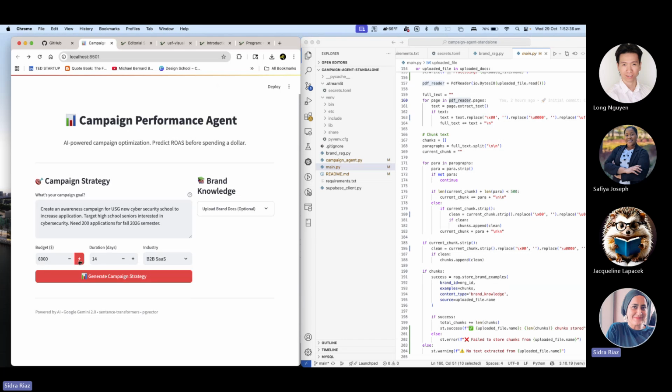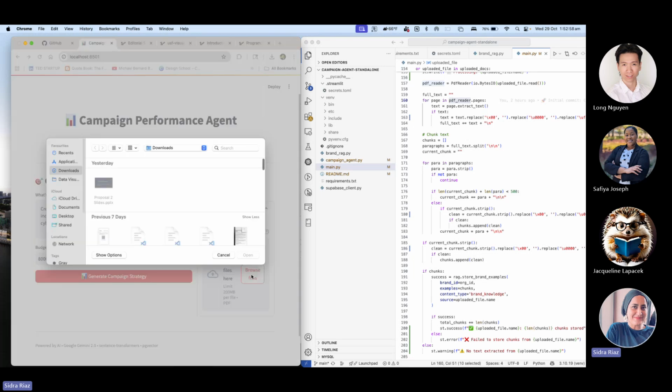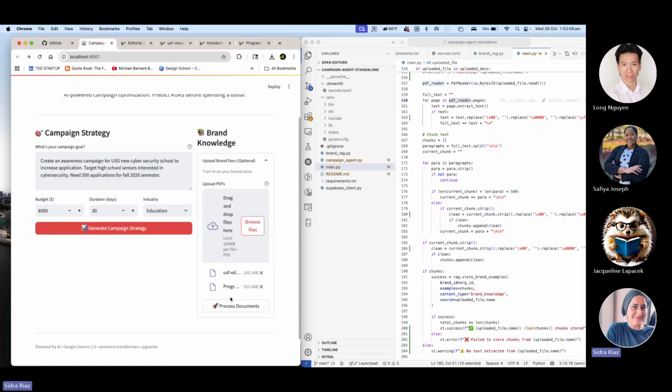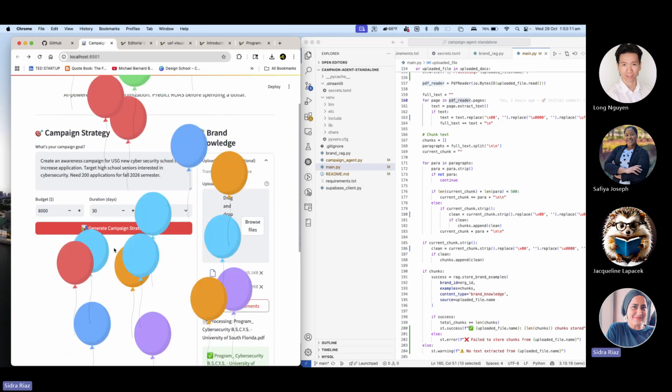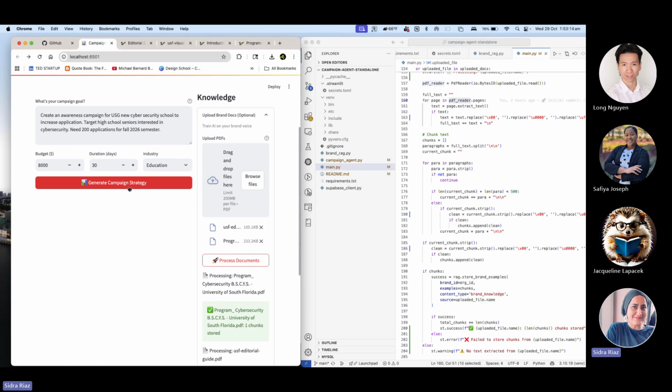we can increase the budget because we can do this over a period of 30 days. Sometimes in the beginning, we have to run the campaign for more than 2 weeks because the first 2 weeks is the learning time period, and then we can change the industry to education, and we can try to upload the document over here, on their program as well as the USF guidelines of what kind of tone they use on their online campaigns.